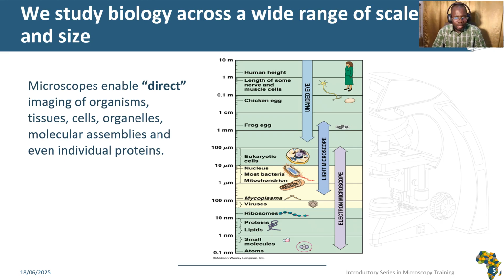We study biology across a wide range of scales and sizes. It is important to understand what size each type of microscope can handle for several practical and scientific reasons. This will enable a researcher to choose the right tool for his observations. And it also helps us to understand the complexity of biological structure that occurs at different scales.